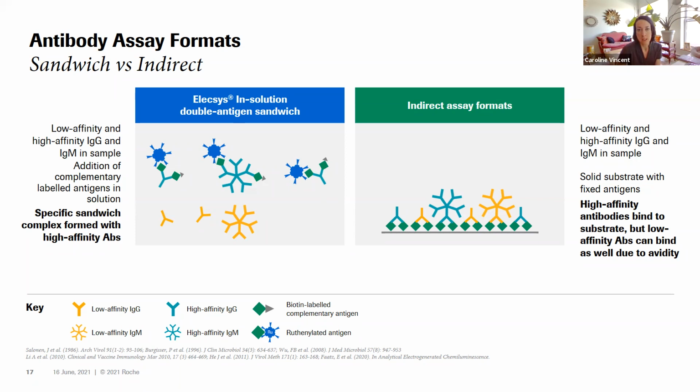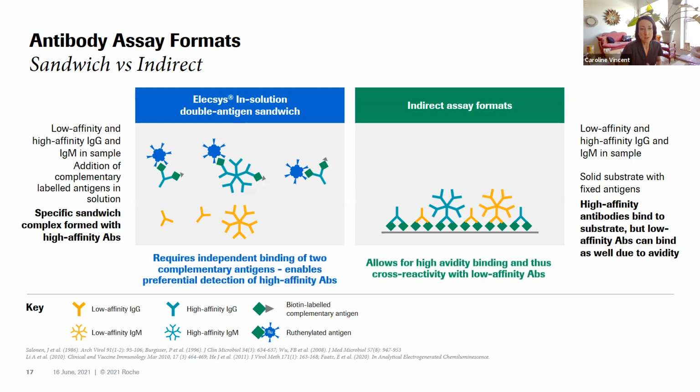And so a high avidity can be generated by several binding sites of low affinity. And so this basically highlights the main difference between the two assay formats. So the double antigen sandwich assay really requires the independent binding of two complementary antigens and will therefore preferentially detect high affinity antibodies. Whereas in the indirect assay format, because the antigens are fixed on a solid substrate, this will allow high avidity binding, and it may generate cross-reactivity with low affinity antibodies.